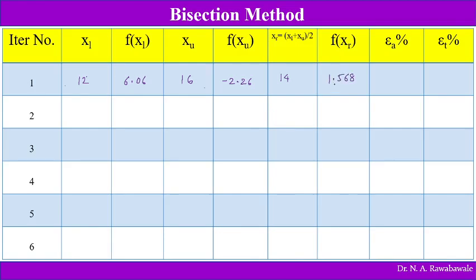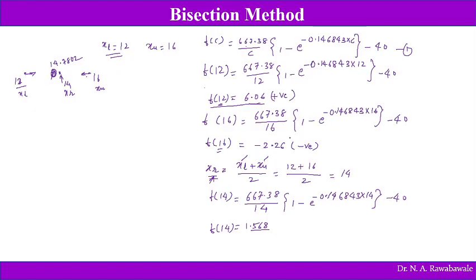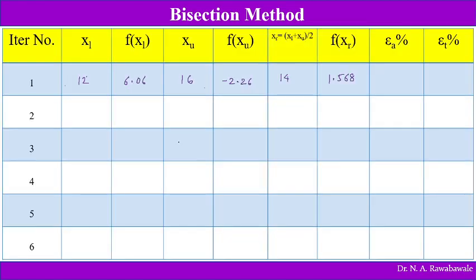1.568. Now this is also positive. So now you can see this is positive, this is positive, it will replace the positive value. Earlier positive was 16.06 and new positive is 1.568. So now we are going to replace lower limit 12 by 14, because this is positive, this is positive.